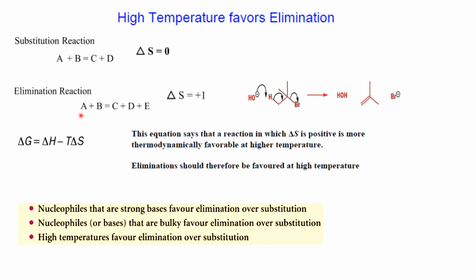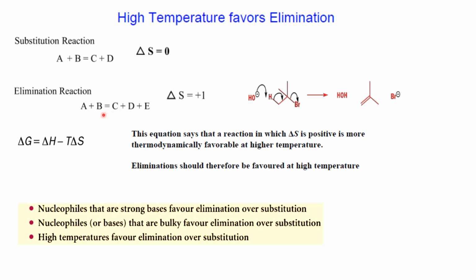That is, A plus B will give C plus D plus E. So 3 products will actually be formed. You can consider this example in order to understand it better. This is substrate A, and this is B, the base that you use. When it undergoes an elimination reaction, you will get a byproduct water, an alkene as the main product, and at the same time an anion, Br minus, the leaving group, is also generated.